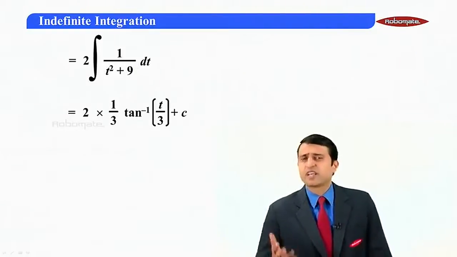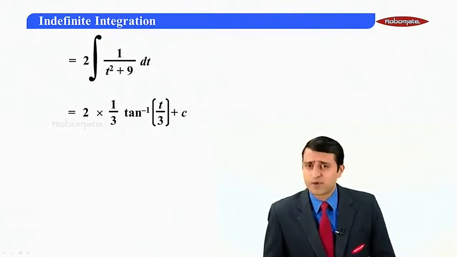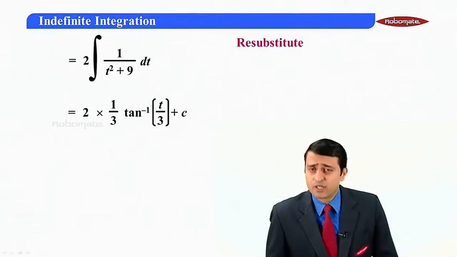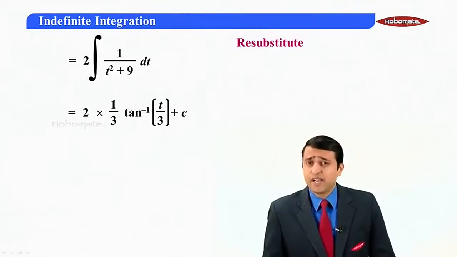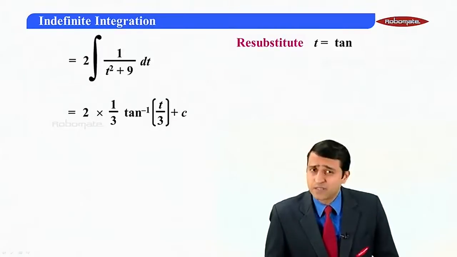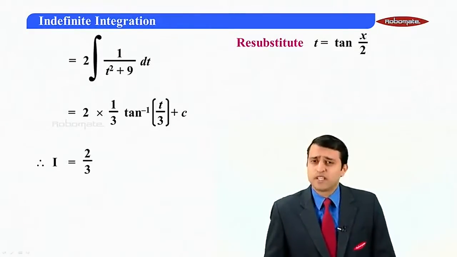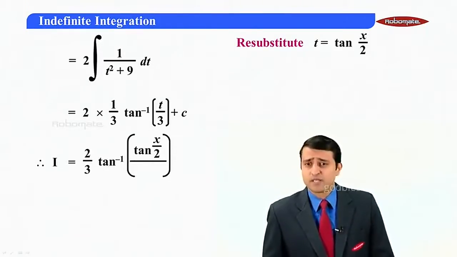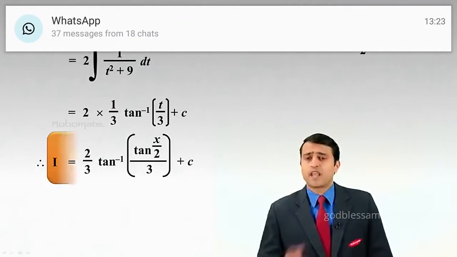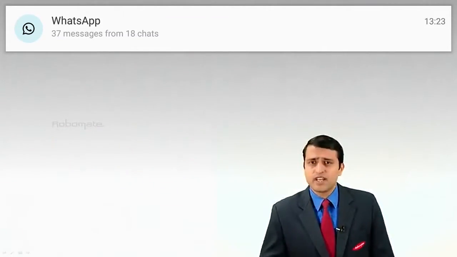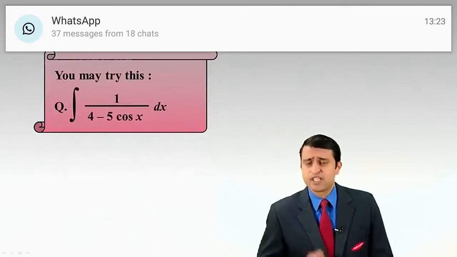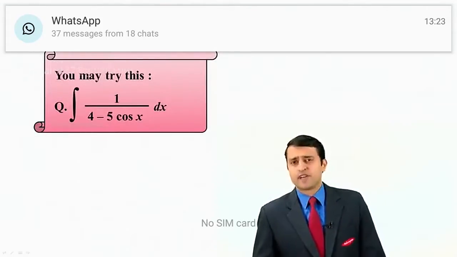My dear students, the integral was of the form 1 upon x square plus a square. Now 2 by 3 tan inverse of t by 3, that is tan inverse of tan x by 2. So let us do that. So 2 by 3 tan inverse of tan x by 2 by 3 plus c. And that's a final answer. Let's take one sum for practice based on this same 1 upon 4 minus 5 cos x.